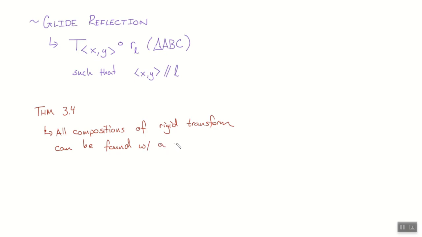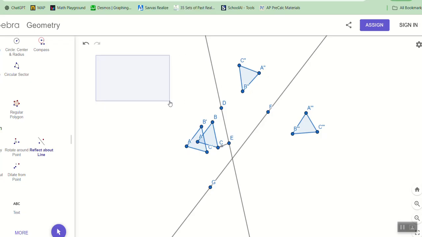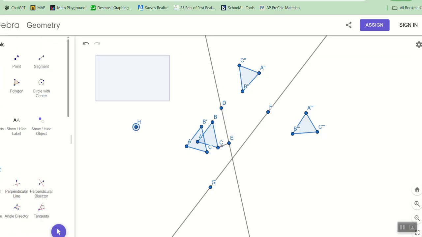with a single rotation, reflection, or translation. Now, this one is not quite as obvious, but we'll see that we get another extra little piece here in just a moment. What we are saying with this is it doesn't matter how many little pieces I do, all compositions, and I'm going to go back over here, and I'm going to hide a couple of these just so we only look at the beginning and the end.